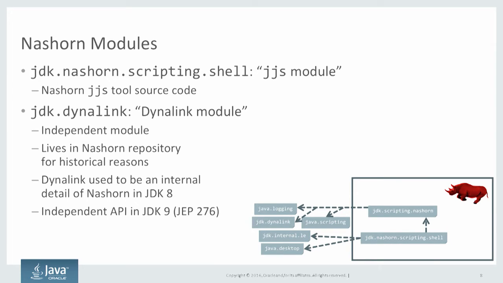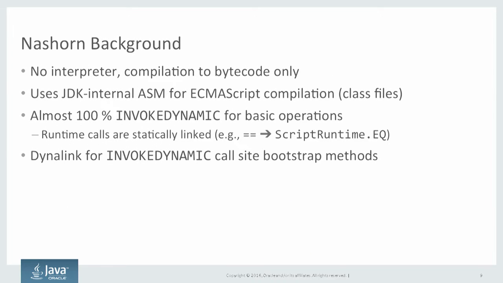Dynalink, as mentioned, has been taken out as a separate module in JEP 276. The source code is still in the Nashorn repository because it originated there. It's being maintained in that very place. So these are the three modules that make up the overall Nashorn thing.